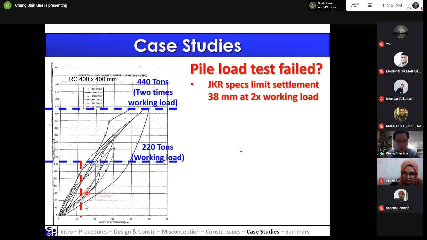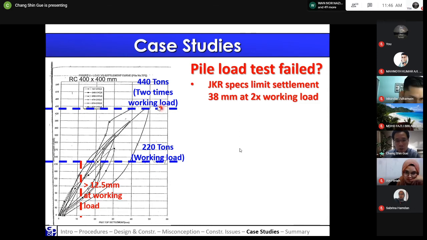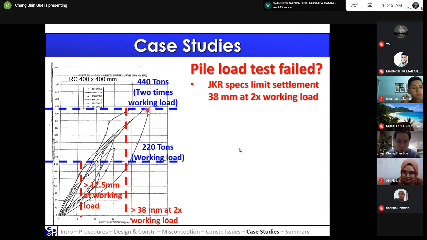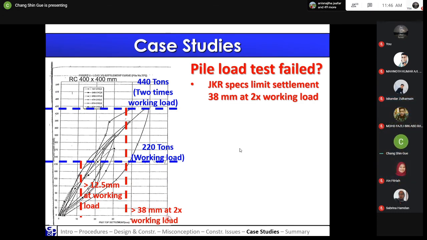So they then checked at the working load. This is already more than 12.5 millimeters, which is again more than what is written in the specs. And at 2 times working load, they say that it's more than 38 millimeters. Here you can see it's over 50 millimeters of settlement at 2 times working load. So they say that it's already more than 38 millimeters, the pile has failed. So the point is, what is the definition of failure load?